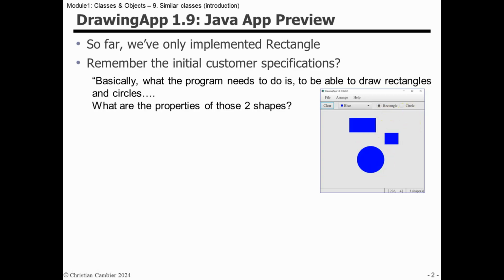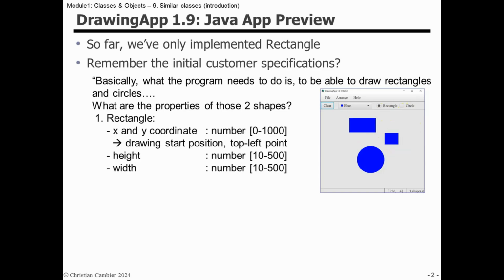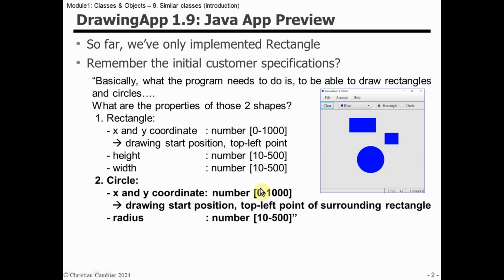And what are the properties of those two shapes? Well, for Rectangle, everything is defined in the Rectangle class. We have some instance data members x and y, height and width, for which we define some validation values as well. What about the circle? Quite similar. The x and y instance data members as well, but instead of a height and a width, a circle is defined by a radius. The validation values for x and y are the same as for Rectangle, and the radius should have a value between 10 and 500.